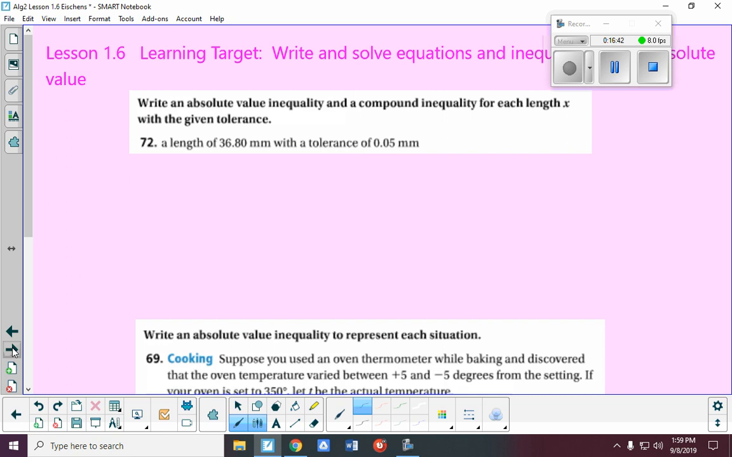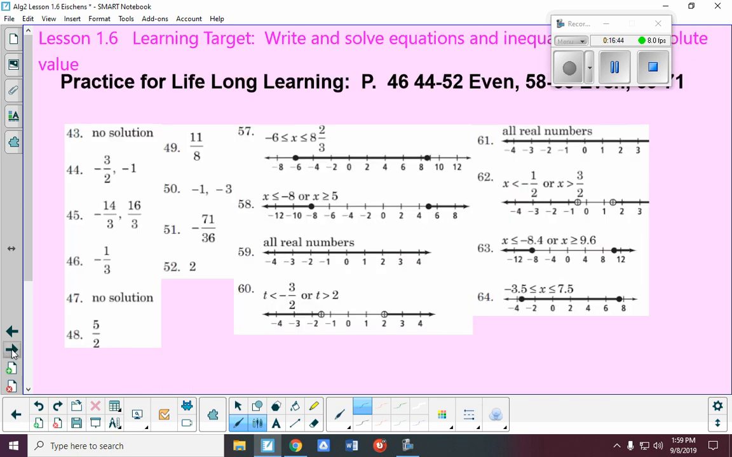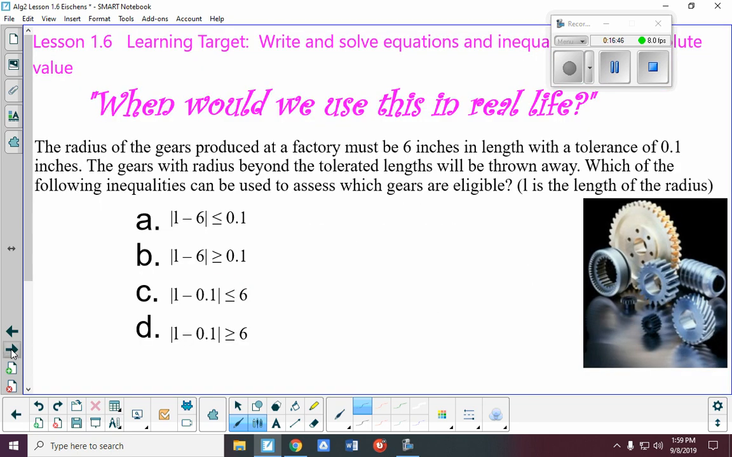And real quick, I want to talk about a tolerance problem with you. So here's a problem where we would see absolute value used in real life. This problem says the radius of the gears produced at a factory must be 6 inches in length with a tolerance of 1/10 of an inch. The gears with radius beyond the tolerated lengths will be thrown away. Which of the following inequalities can be used to assess which gears are eligible? So those gears need to have a radius of 6 inches.